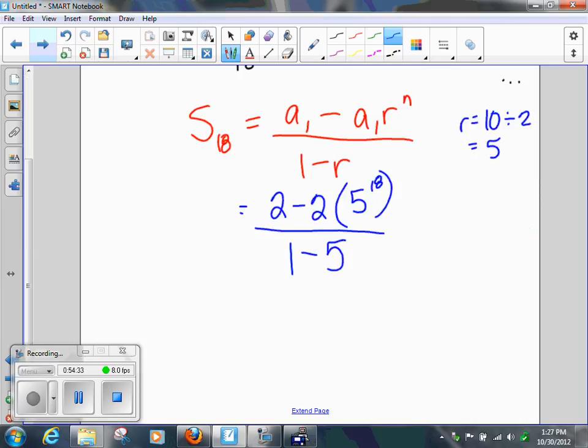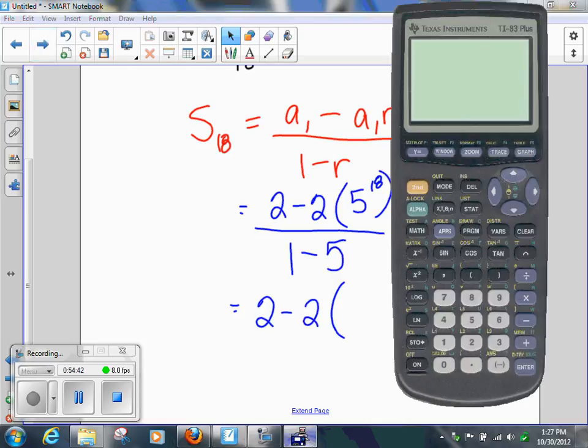All right, we're going to fix it. I have no idea what it's going to give me. 2 minus 2 times... All right, Lindsay. We have to figure out 5 to the 18th power, which is a humongous number, isn't it? The formula would be given to you. Remember, we're finding the sum of the geometric series. 5 to the 18th power. Oh my Lord. Big, humongous number.